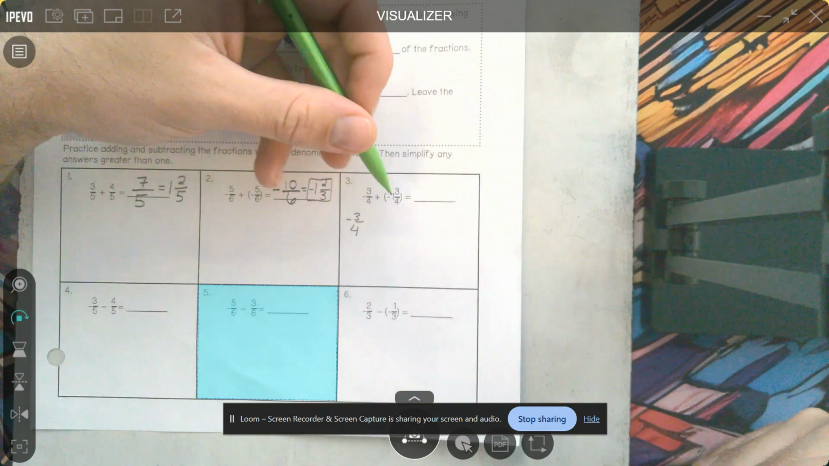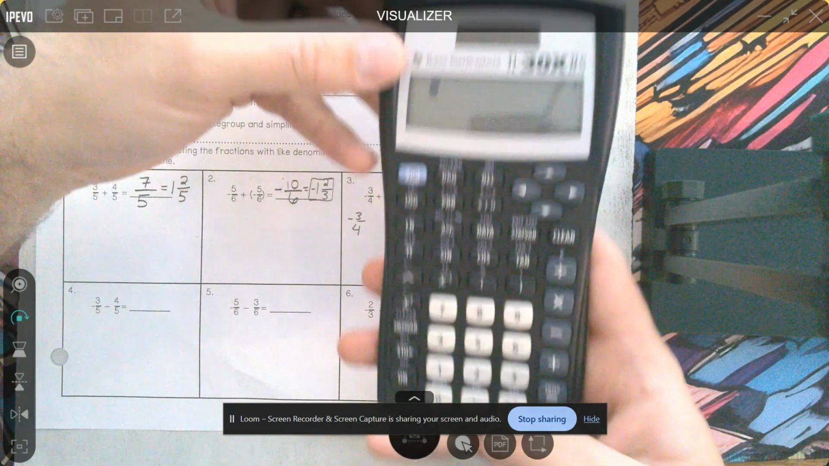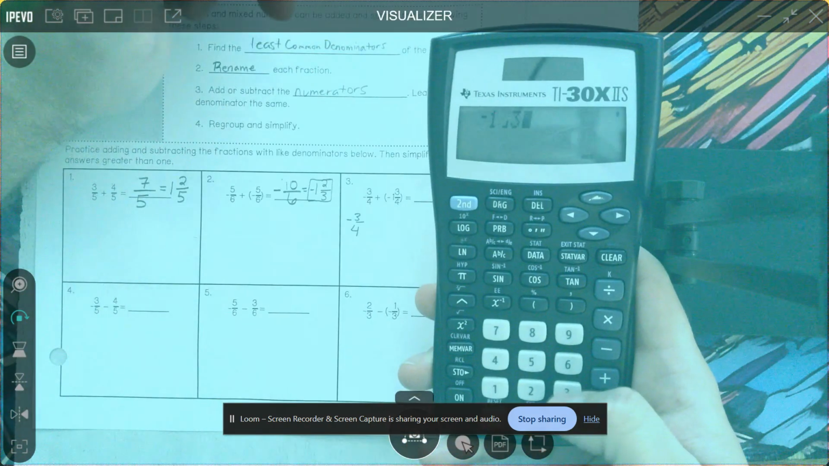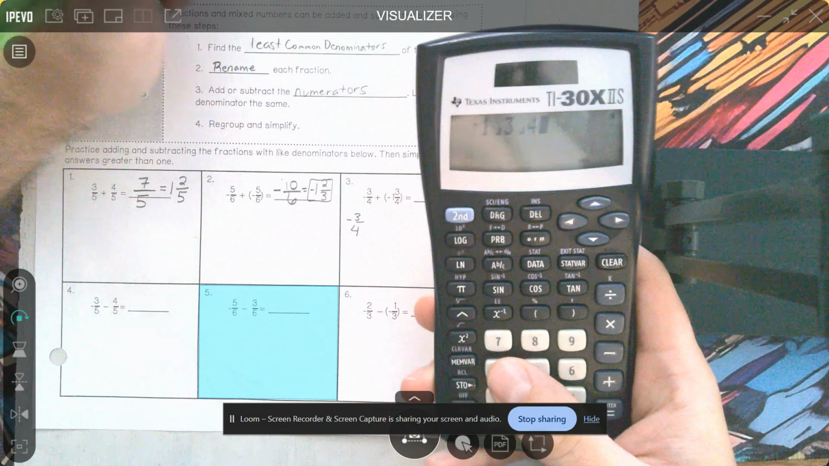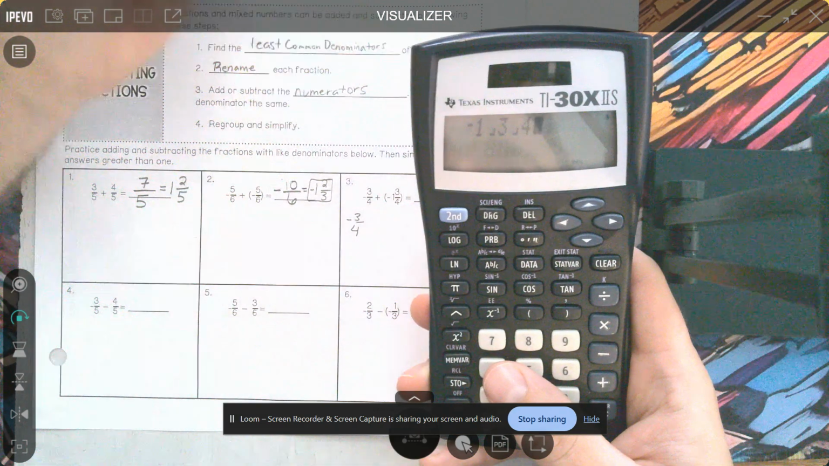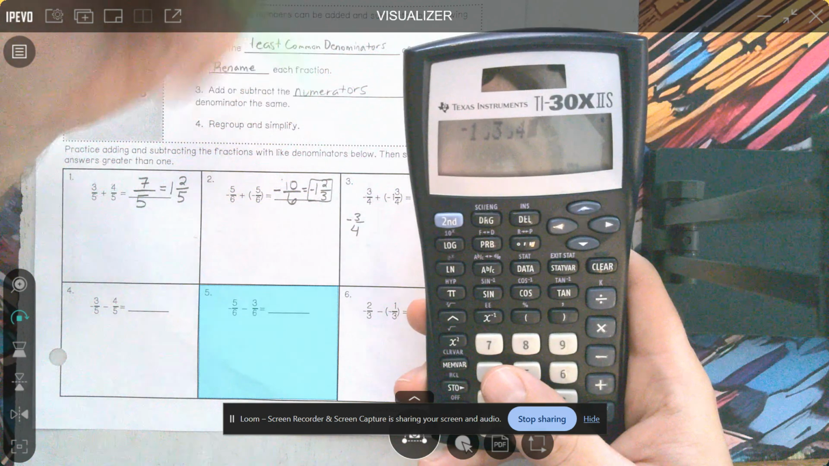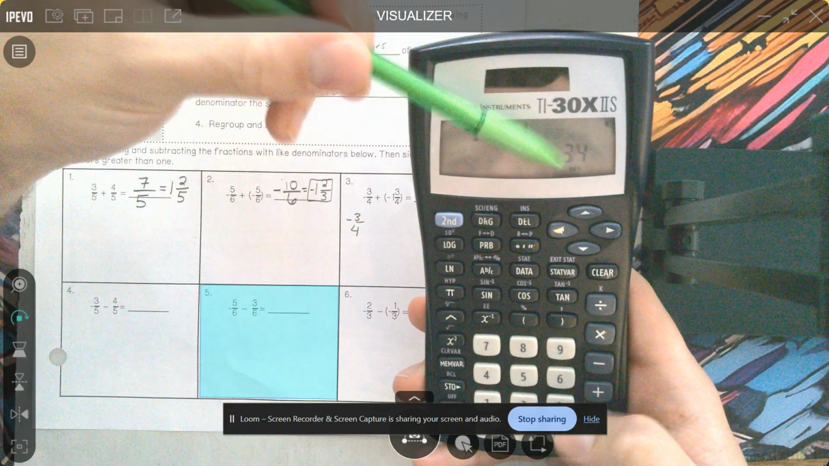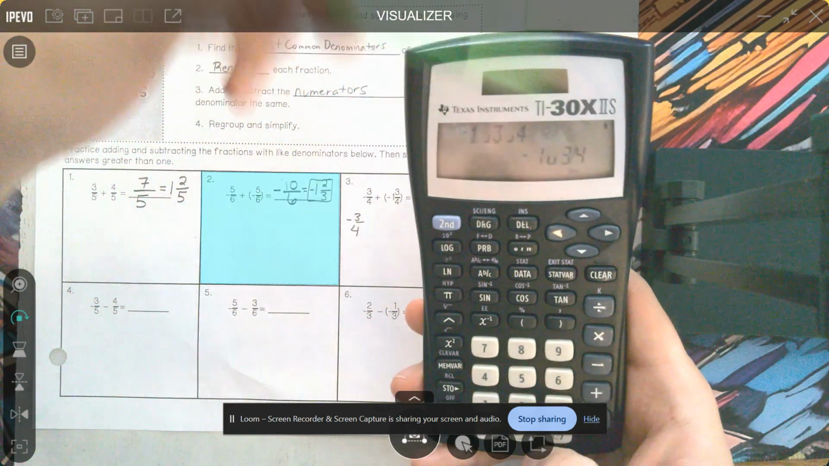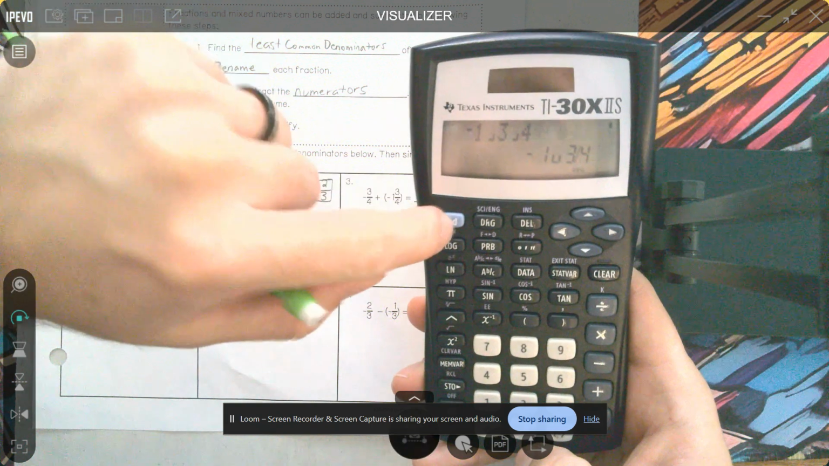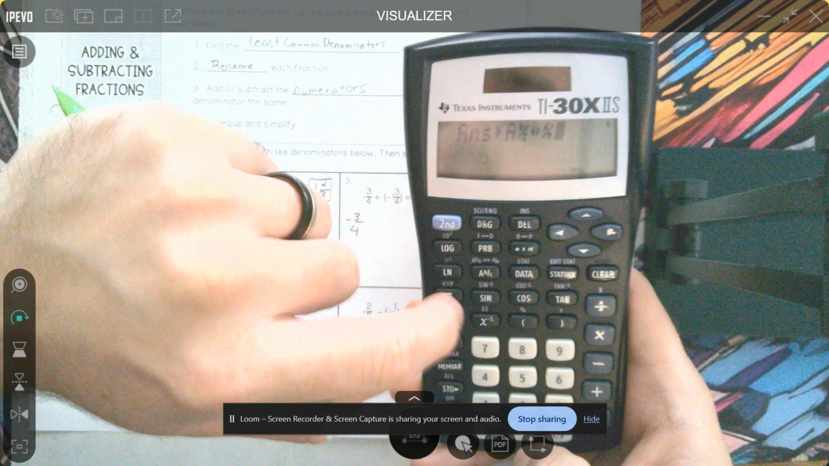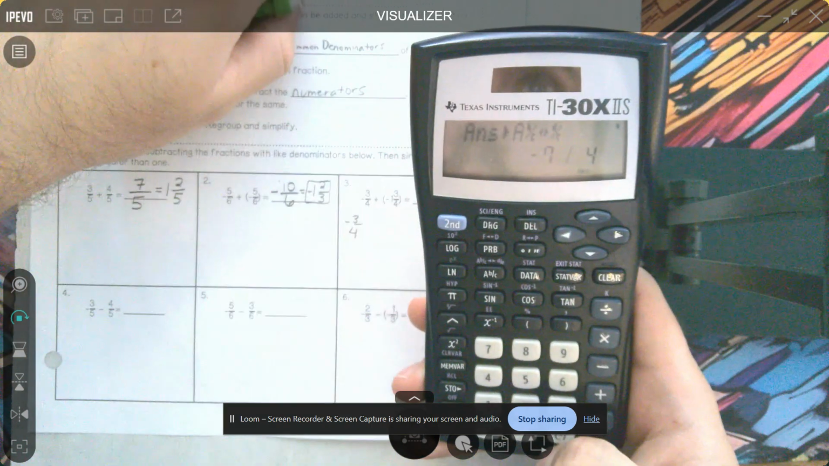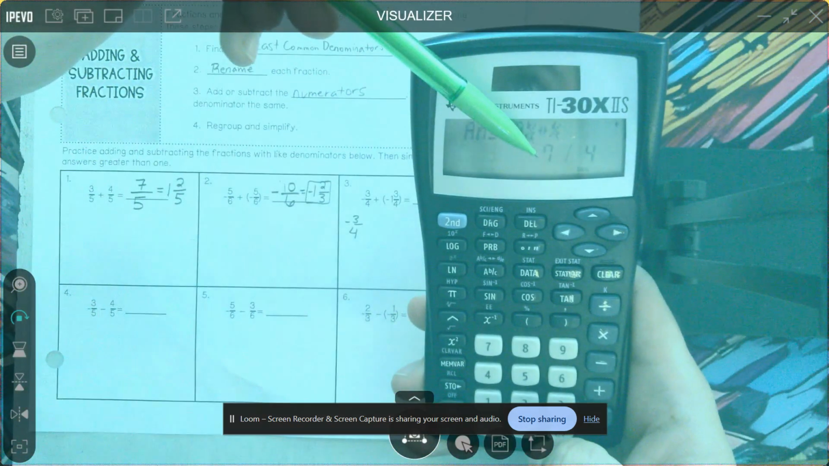So how you can do that is type in -1, ABC 3, ABC 4. This says -1 and 3/4. Now, if we want to turn this mixed number into an improper fraction, press enter. If you notice, it stays the same. So now what we need to do is, with this in our calculator, I want you to press the second button. Then ABC. If you notice, it looks like this. Once you do that, press enter. Now it changes it to an improper fraction.